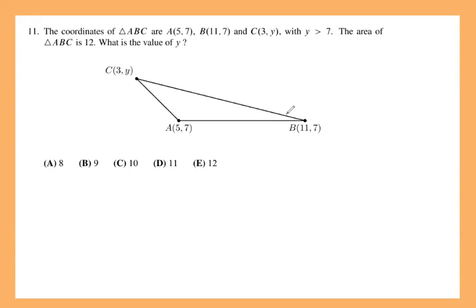So this is number 11. The coordinates of the triangle are given, and y is larger than 7, which is right there. The area of the triangle is given, so y is the value we need. Okay, this is also straightforward. We had some simplification in past years like this.